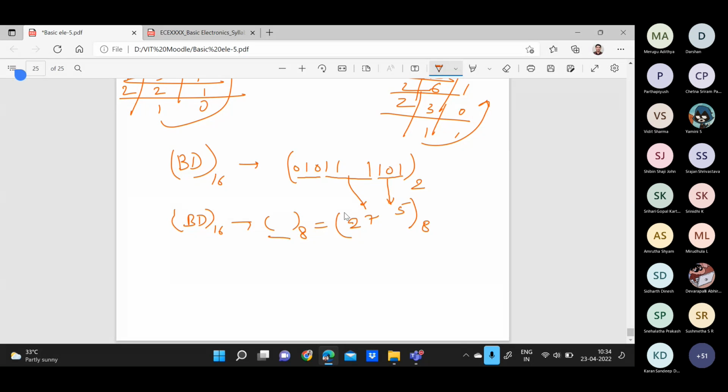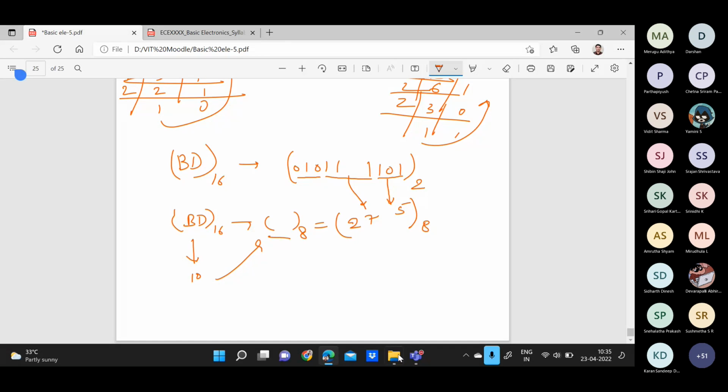Understand? So either you can follow this rule. First you convert into decimal, then go for octal. That is one procedure. Or you can follow the second rule, by which any digit of hexadecimal is actually the combination of 4 bits of binary, and octal is the combination of 3 bits of binary. Like that also we can follow. Okay.